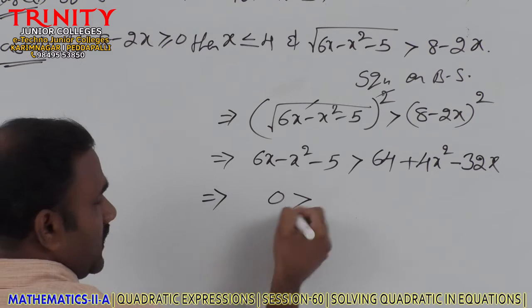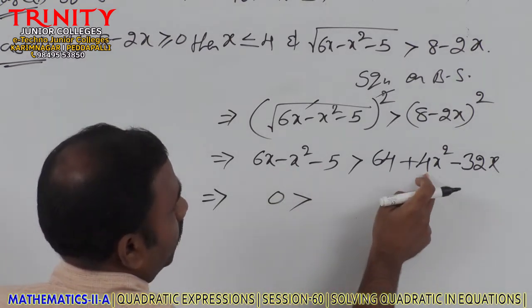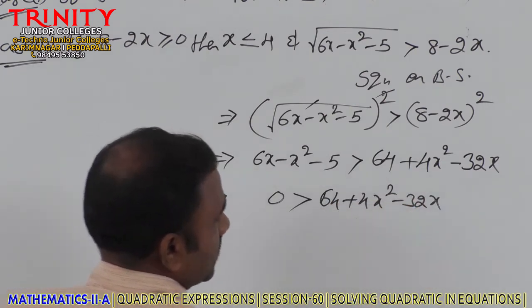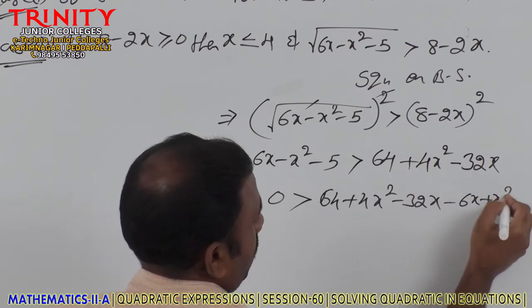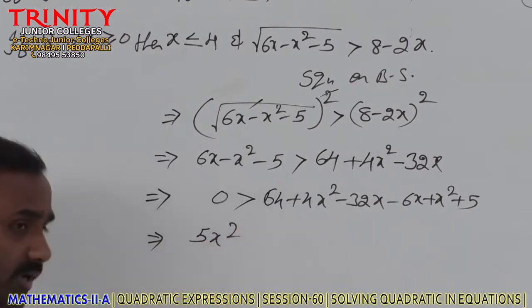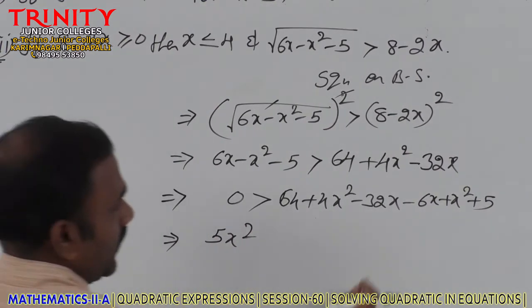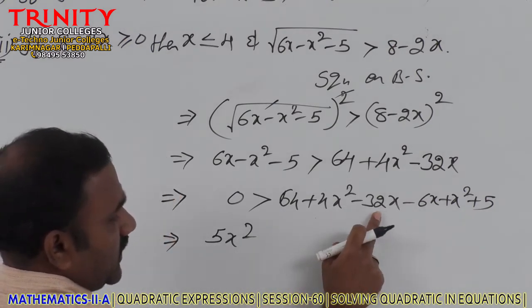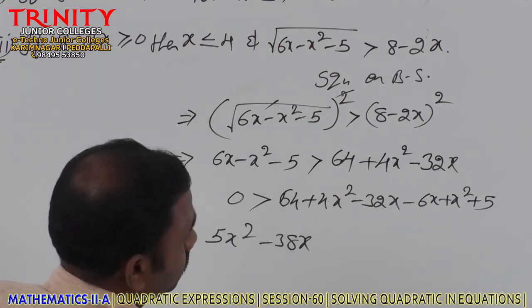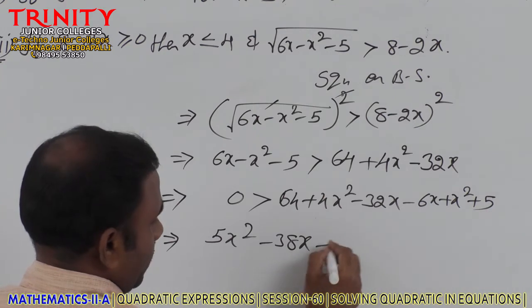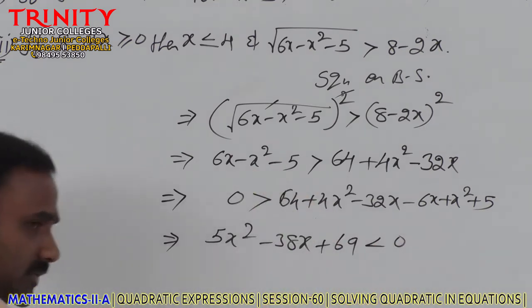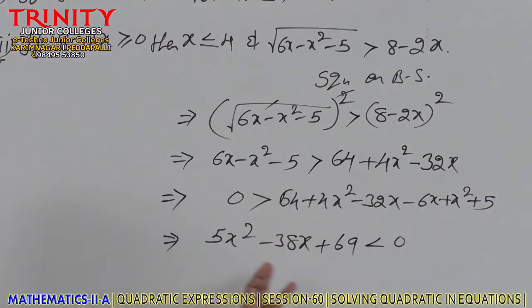0 is greater than 64 plus 4x square minus 32x minus 6x plus x square plus 5. If you write in order, 4x square plus x square becomes 5x square. And then next the x values: minus 32 minus 6 is minus 38x. And then next, 64 plus 5 is 69. 0 is greater than this, therefore this one is less than 0. Now it is a quadratic expression.